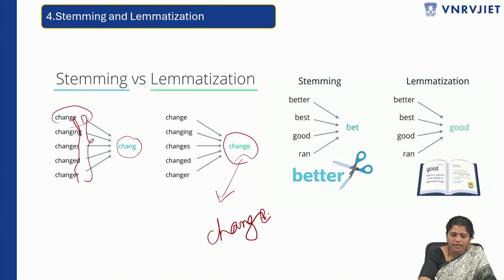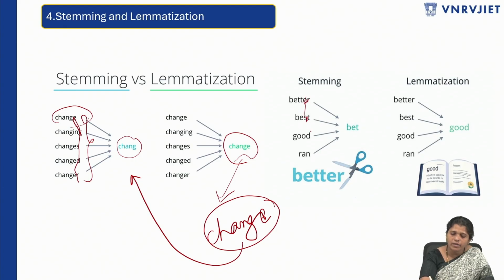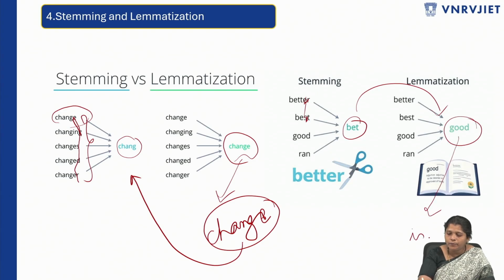So the lemmatized word is better than the stemmed word. Similarly, in this example, you have better, best, good, and so on. For these, the stemmed word is "bet", whereas the lemmatized word is "good". Good is the root base form for words like better, best, and good.